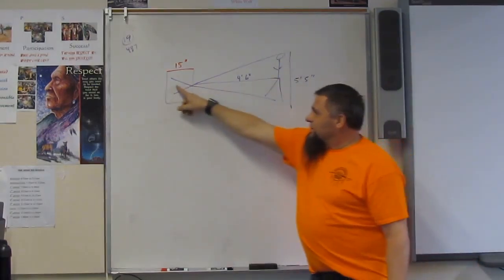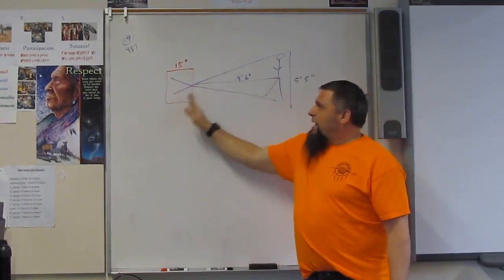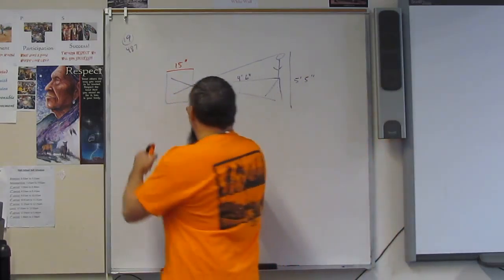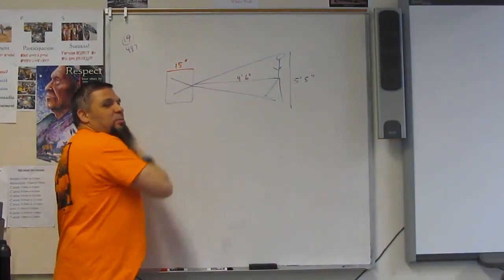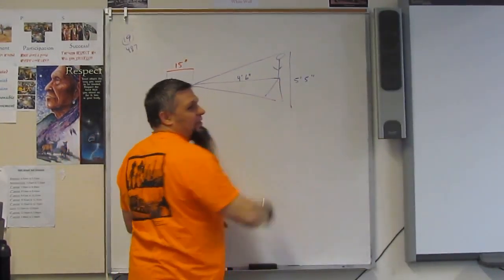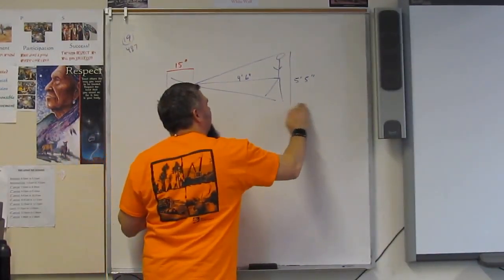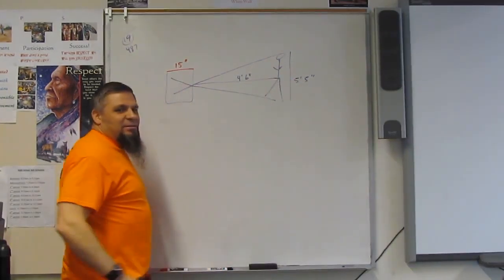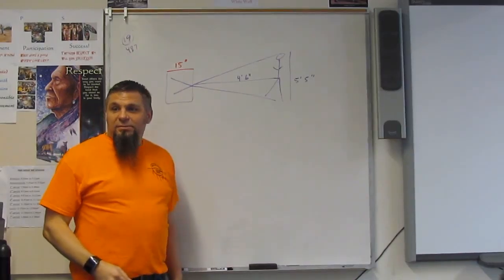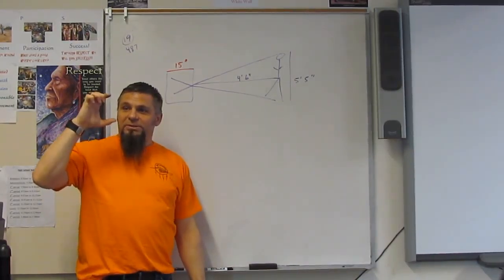Alright, so we have a body taking a picture. Inside the box is a mirror on the other side, and the mirror box is 15 inches wide. We know that they're 4 feet 6 inches away from the body, and the body is 5 foot 5 inches tall. We want to know how tall is the mirror image of the person.